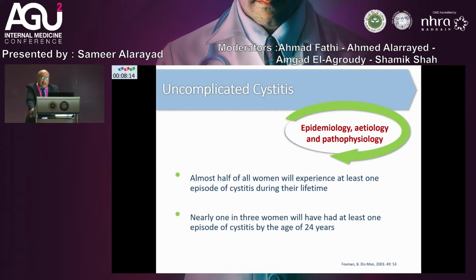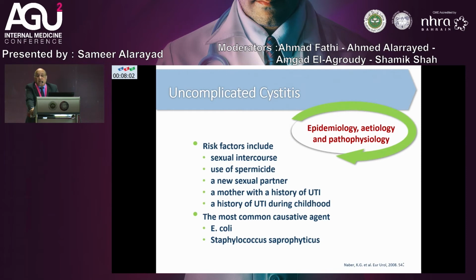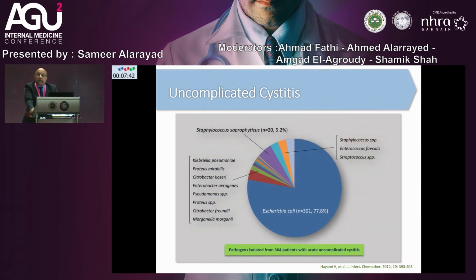It's very common, especially among women. It can affect about 1/3 of women below 24 years of age, and half of all women at any given age will experience UTI at least once in their life. Usually the patient with uncomplicated cystitis is young and sexually active. She might have a past history of UTI, or a family history that her mother had UTI. The commonest organism still is E. coli, which accounts for about 70 to 77%.